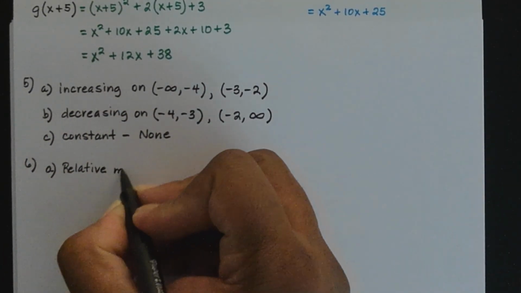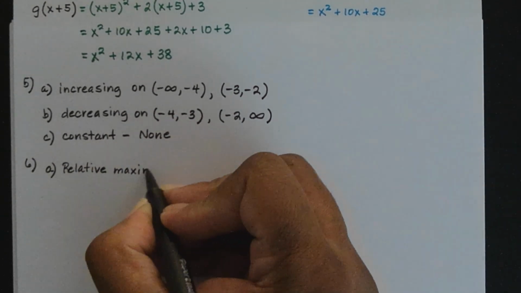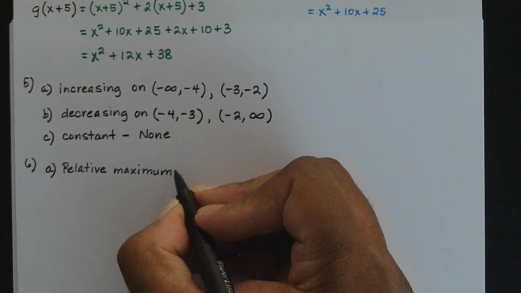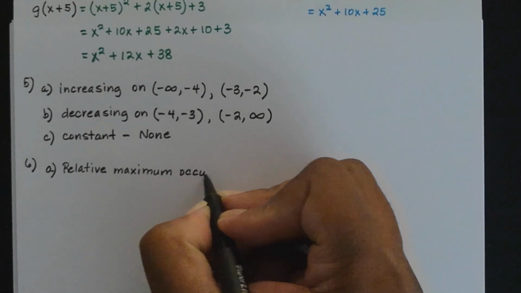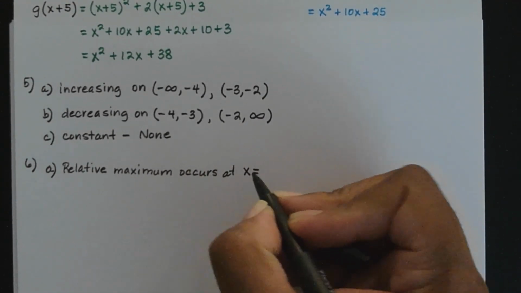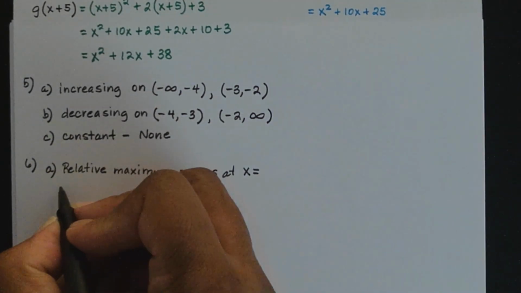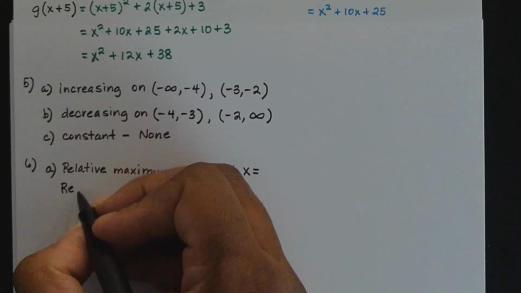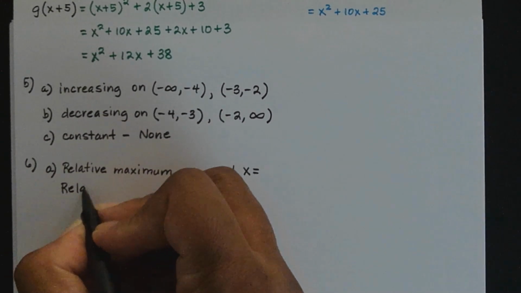All right, let's start off with the relative maxima, which is part A. So here we're going to be looking for the relative maximum. Let's find out where it occurs, because we're going to be looking for the x value where it occurs. And also we're going to find out what that relative maximum is.